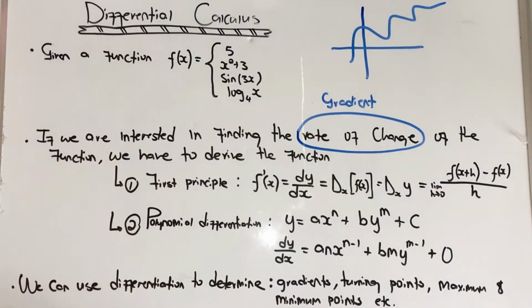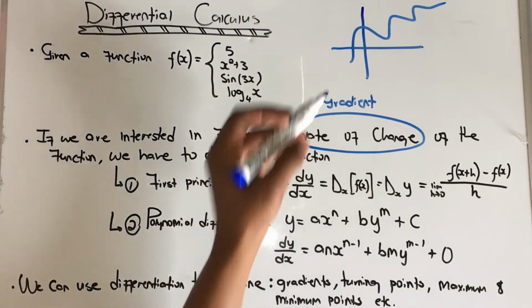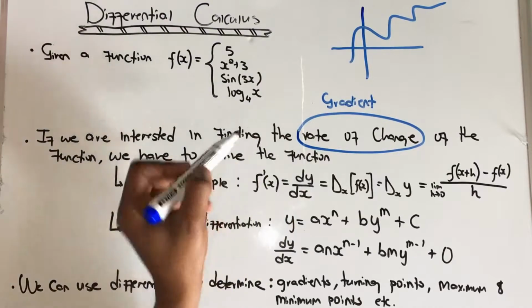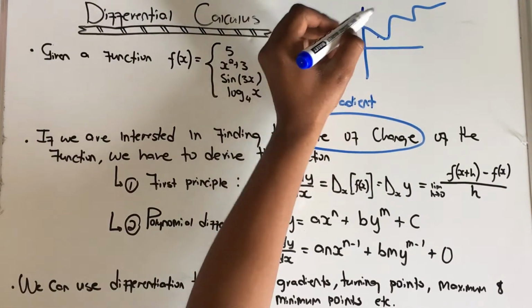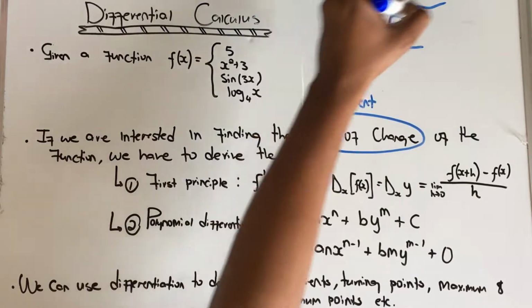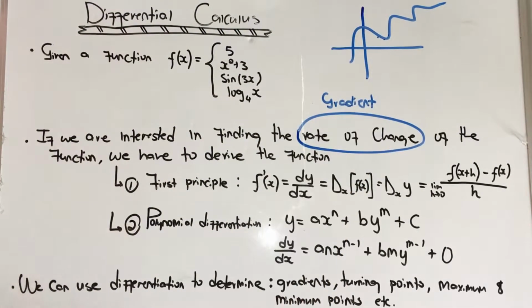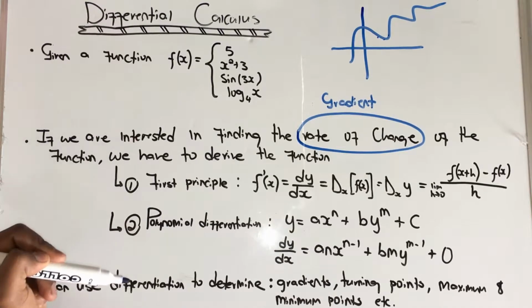If you were interested in finding the rate of change at a given point, so basically if we want to find the gradient at any given point, because we can see this is not a straight line, the gradient is not constant everywhere, so it changes all the time. If you want to find the rate of change like that, we have to derive the function, okay? There are a lot of ways of deriving the functions, but there are two ways that we consider in grade 12.